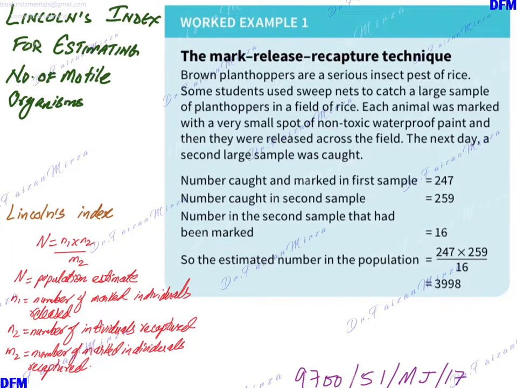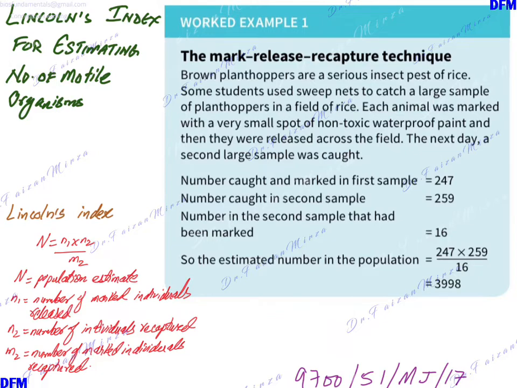I'm discussing with you how motile organisms can be counted. You cannot use a quadrat for that, because you cannot use an abundance cover scale, since the organism is actually moving. In that case, you have to use the mark, release and recapture technique. The technique has various steps that you have to follow, and it was highlighted by Lincoln. So we end up calculating the Lincoln's index.